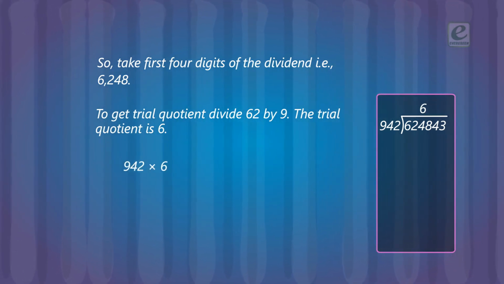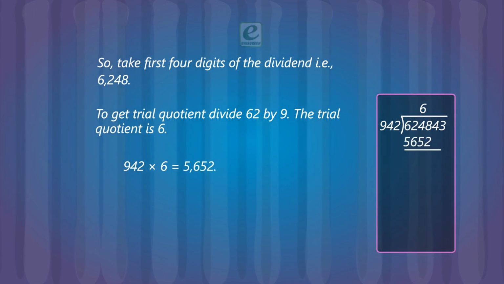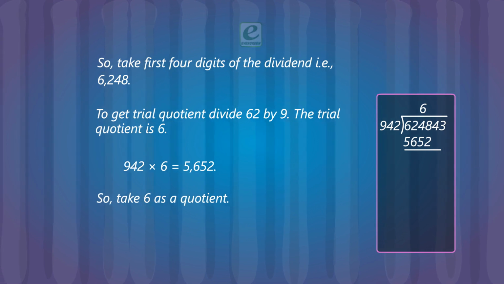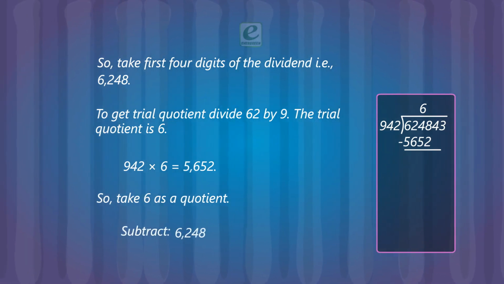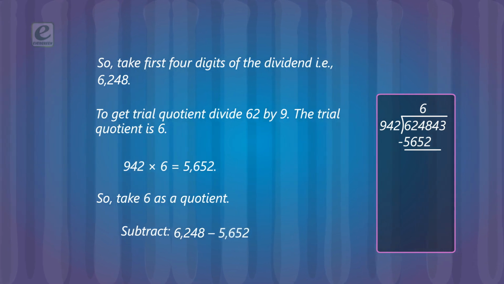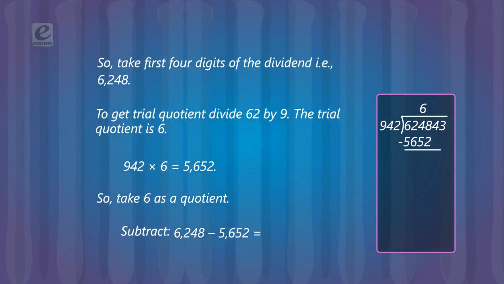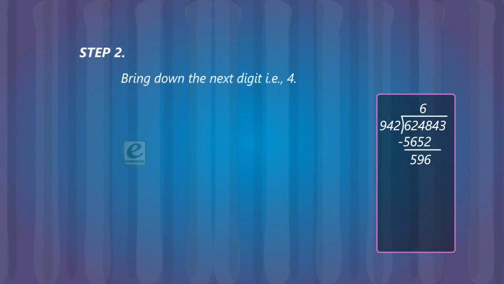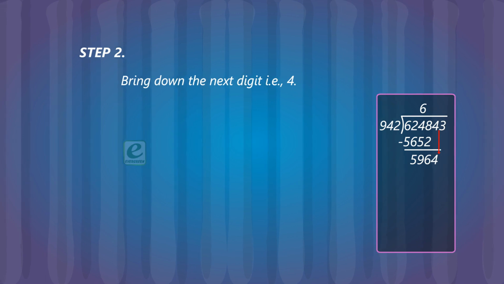942 into 6 is equal to 5,652. So take 6 as a quotient. Subtract 6,248 minus 5,652 is equal to 596. Step 2. Bring down the next digit, that is 4.